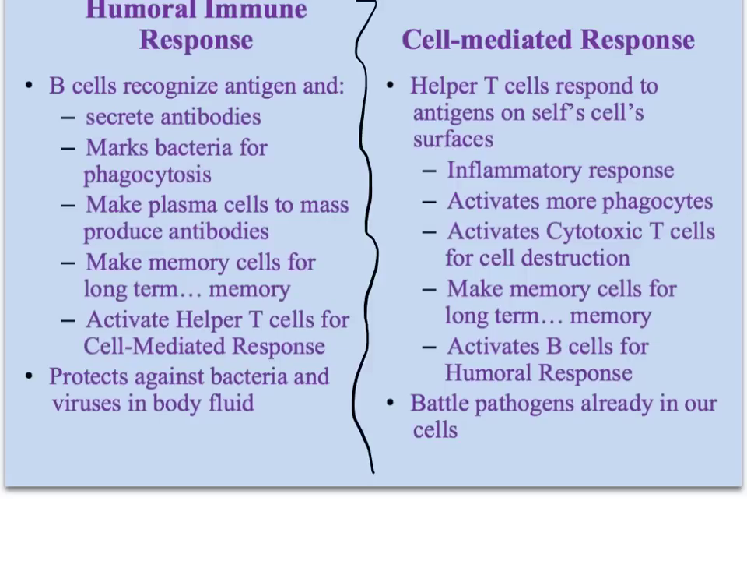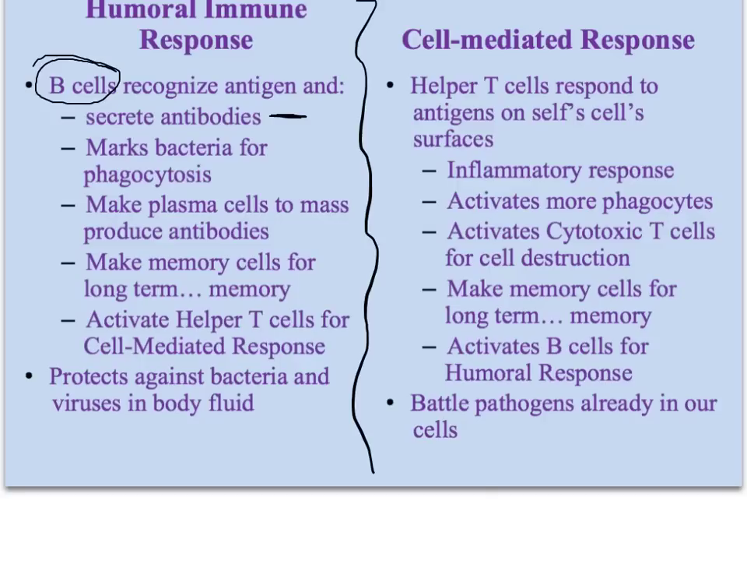So the humoral immune response is kind of organized by the B cells, okay? So what happens, the B cells, initially they recognize an antigen, and in response to recognizing that antigen, so that antigen fits into their receptors, they're going to do 5 things. They secrete antibodies, okay, so remember these are going to be specific for each type of antigen. They are going to mark the bacteria for phagocytosis, so they're going to tell the body that that bacteria is bad and it needs to go away.